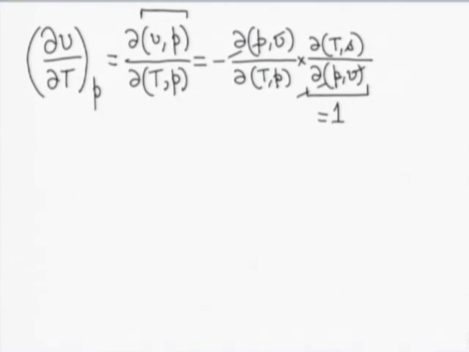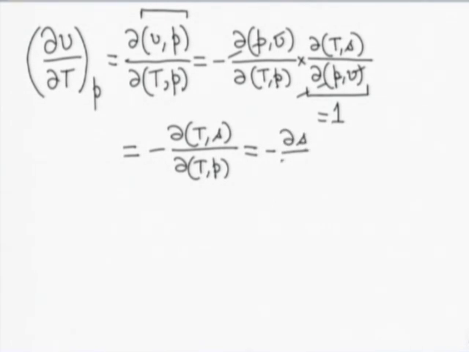And what you get is, negative sign remains, partial of TS, partial of TP, which by properties of Jacobian is partial of S with respect to P at constant T. So, with this we have obtained the Maxwell's relation.